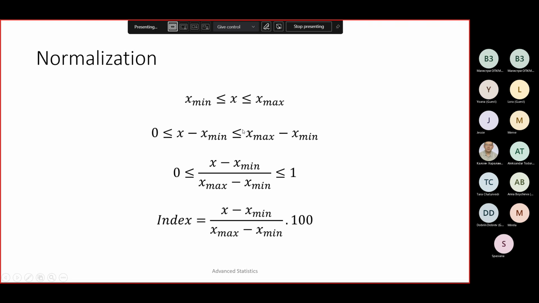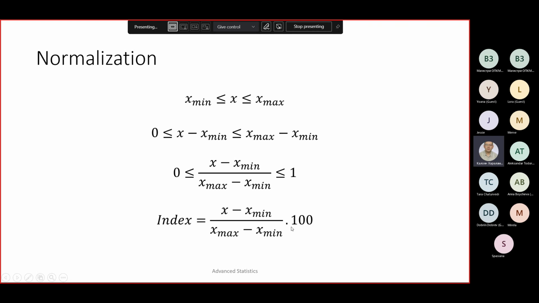After that, we divide all three parts of this formula by the upper limit. So 0 divided by the upper limit is 0. The upper limit divided by itself is 1. And here we have the new variable, which is between 0 and 1. And if we multiply these results by 100, we will obtain the so-called index.